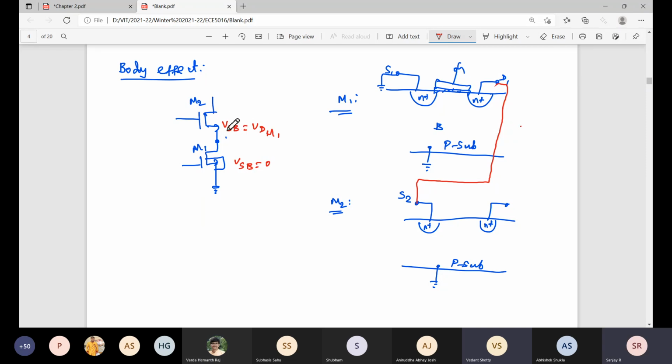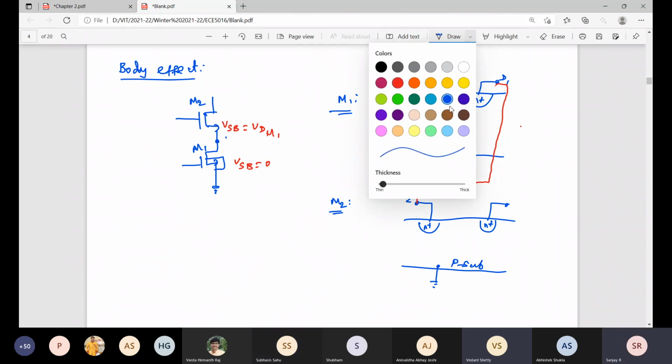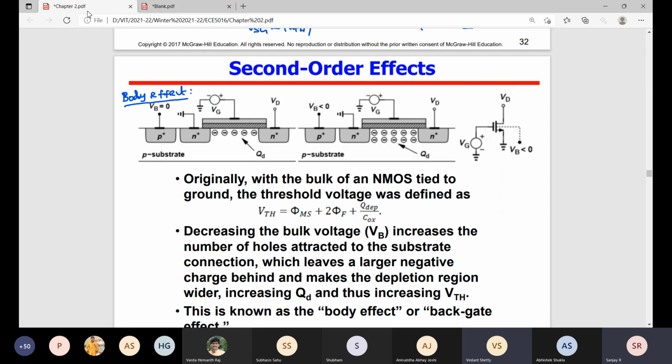If there is a source to bulk voltage, what about the threshold voltage? Is it the same or will it vary? It will vary. That effect is called the body effect. Why is it coming? Because that is due to the body. Is it understandable what I'm saying?